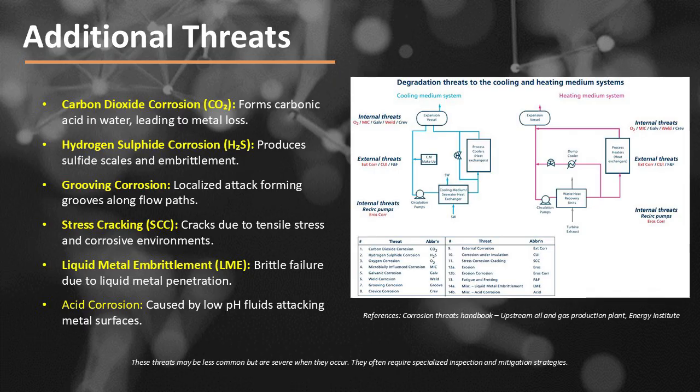Number 3 is grooving corrosion, localized attack forming grooves along flow paths. Number 4 is stress corrosion cracking, or SCC, cracks due to tensile stress in corrosive environments. Number 5 is liquid metal embrittlement, or LME, brittle failure due to liquid metal penetration. And number 6 is acid corrosion, caused by low pH fluids attacking metal surfaces.